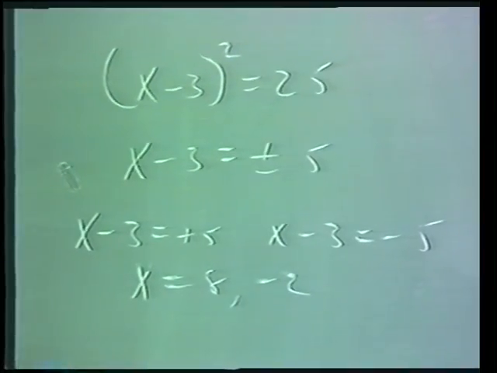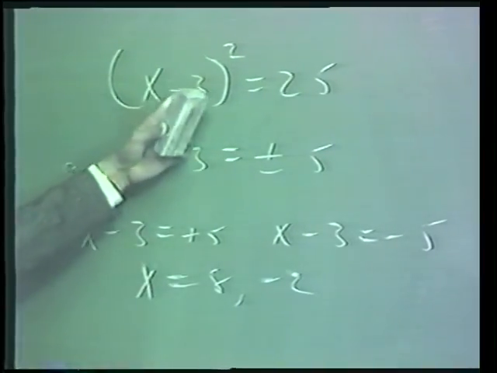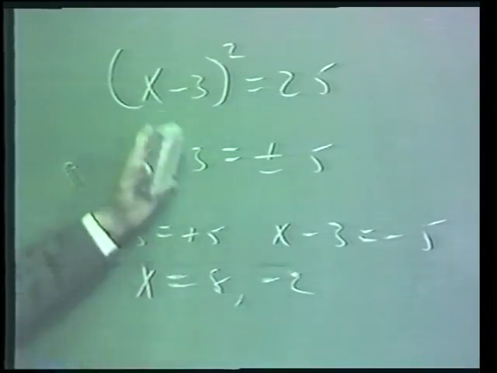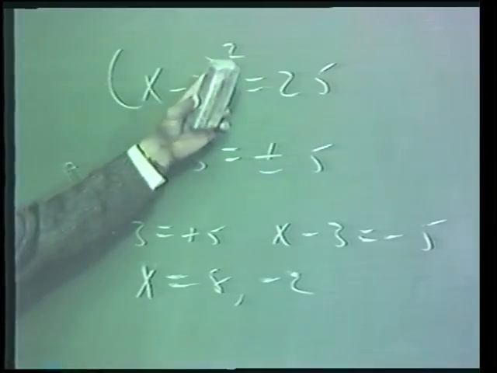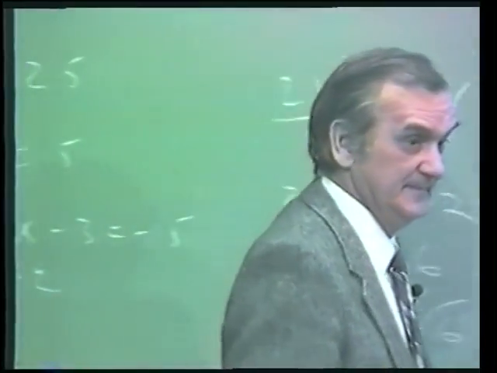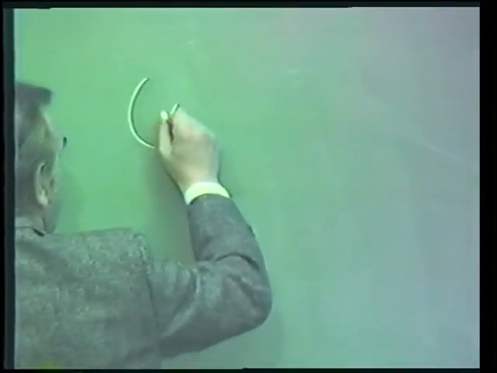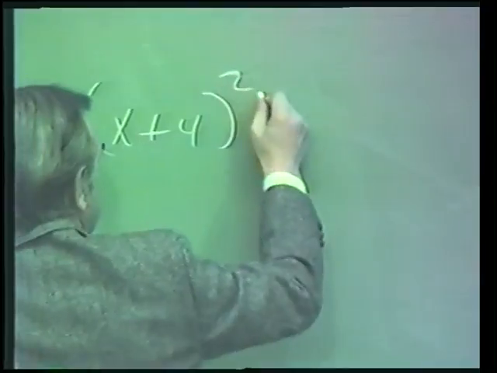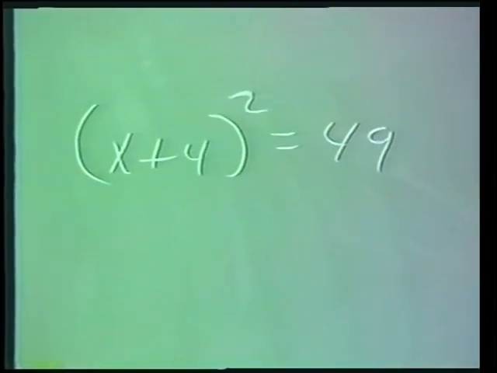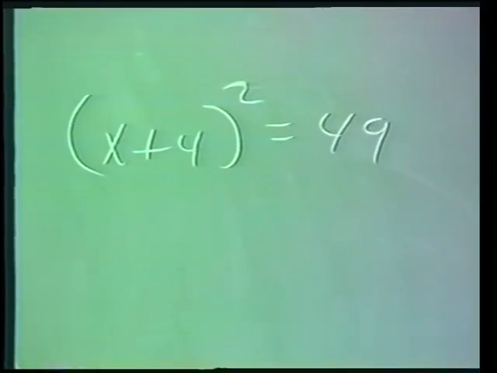There are our solutions. Check them. 8 minus 3 is 5. Square is 25. Negative 2 minus 3 is negative 5. Square is 25. It checks. Let's try some. Quantity x plus 4 squared is equal to 49.